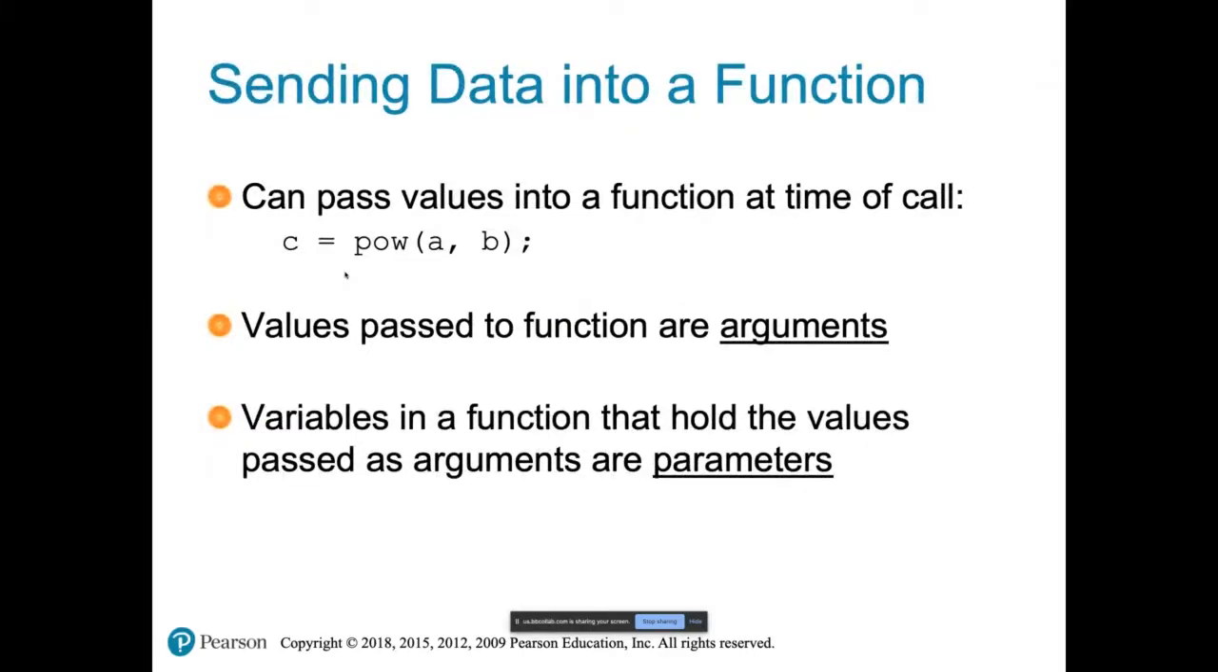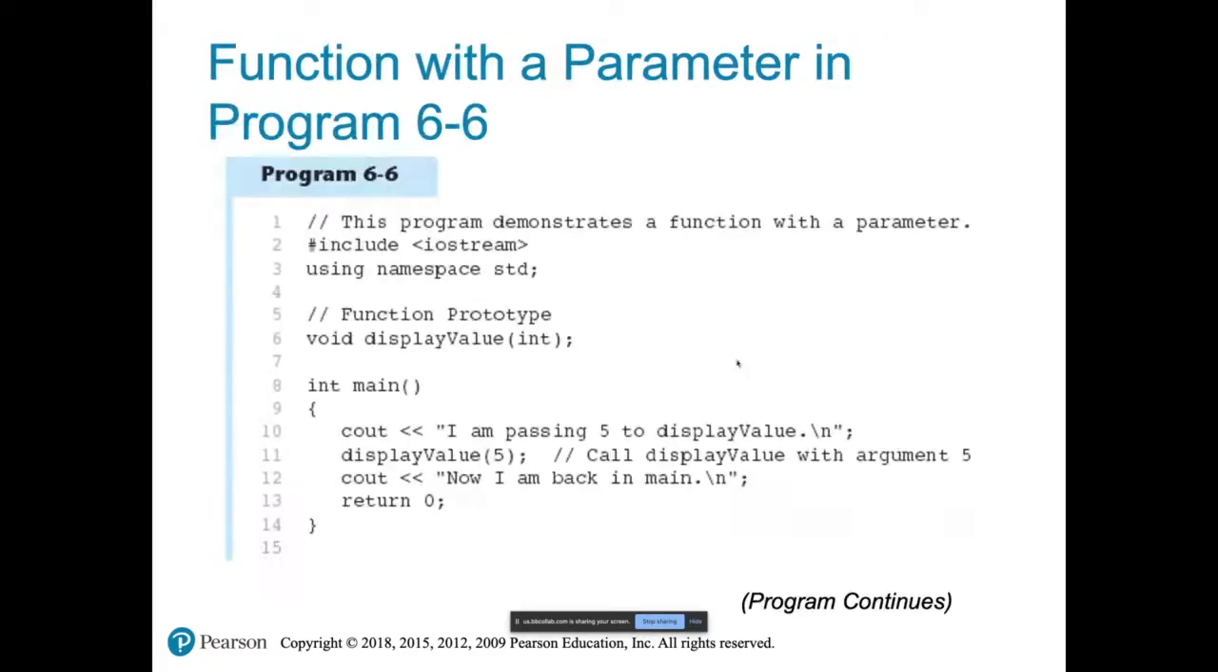Sending data to a function is simple. You just specify that you need to use parameters. Values passed to the function are arguments. These A and B will be actual arguments that you pass in. A variable in a function that holds the values passed as arguments is a parameter.